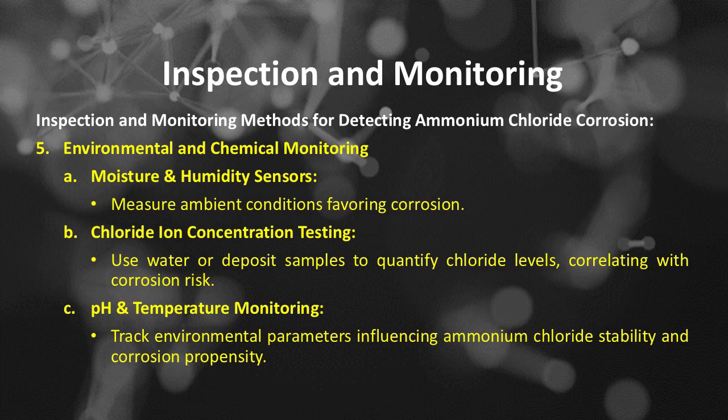Inspection and monitoring methods for detecting ammonium chloride corrosion. Number 5 is environmental and chemical monitoring, which includes: Number A, moisture and humidity sensors, to measure ambient conditions favoring corrosion. Number B, chloride ion concentration testing, using water or deposit samples to quantify chloride levels, correlating with corrosion risk. Number C, pH and temperature monitoring, to track environmental parameters influencing ammonium chloride stability and corrosion propensity.